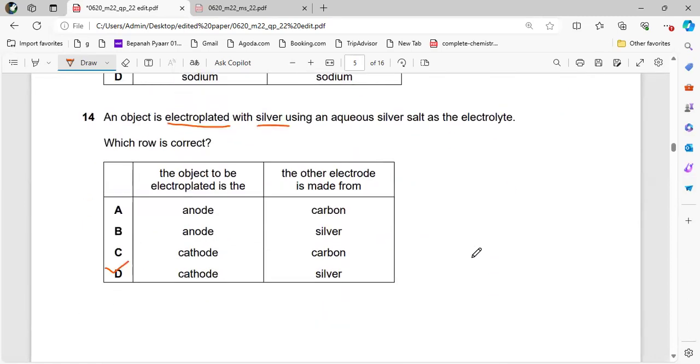An object is electroplated with silver using an aqueous silver salt as the electrolyte. Which row is correct? So here this question is about electroplating. The object to be electroplated will be present at cathode always, and the other electrode is made from the plating metal. Now here we are going to electroplate it using silver, so definitely the anode will be made up of silver. So option D is correct.